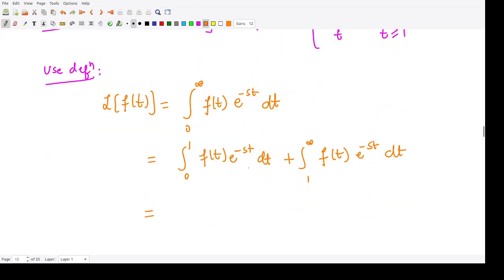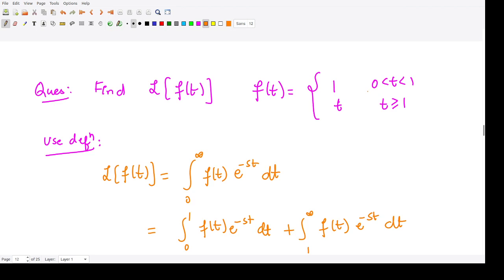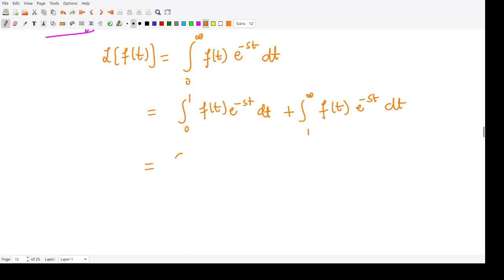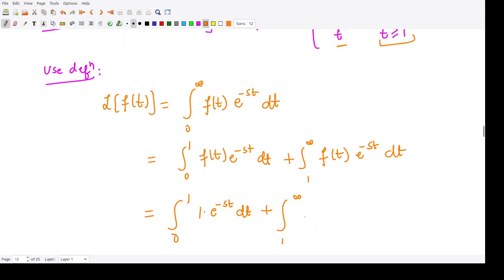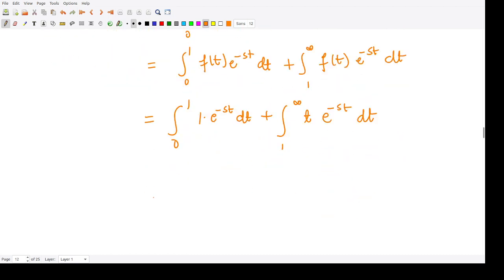What is the value of this f of t when the limits are from 0 to 1? Its value is equal to 1. So we have integration from 0 to 1, 1 into e to the power minus st dt, and then from 1 to infinity. What is the value in this interval? The value of f of t here is t. So t into e to the power minus st dt. Now we can solve this one.